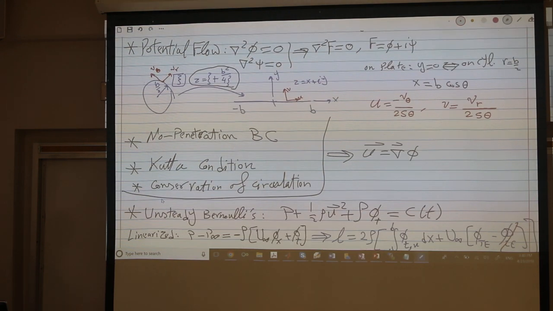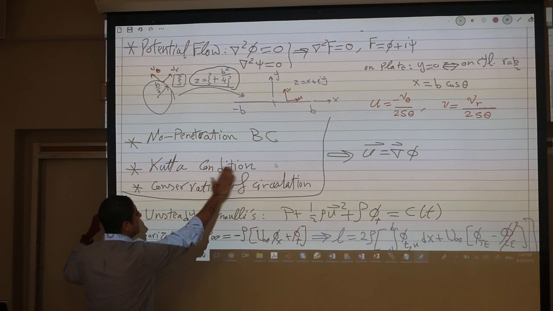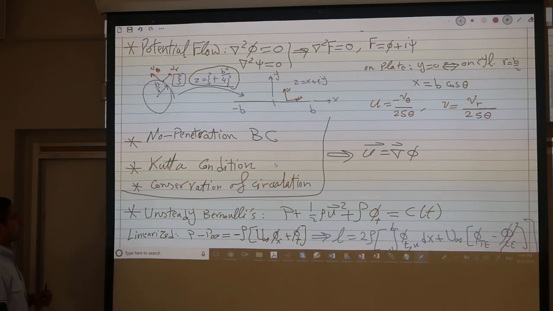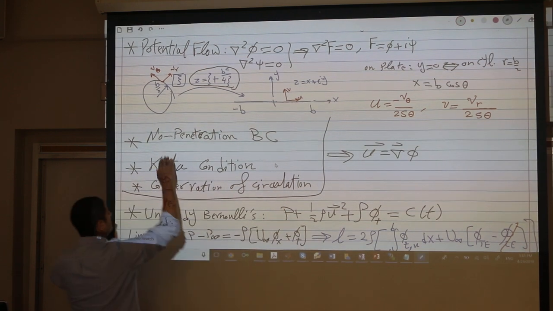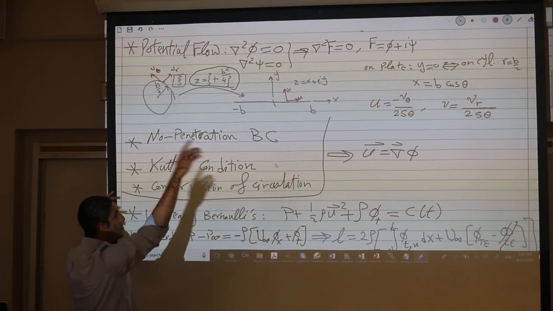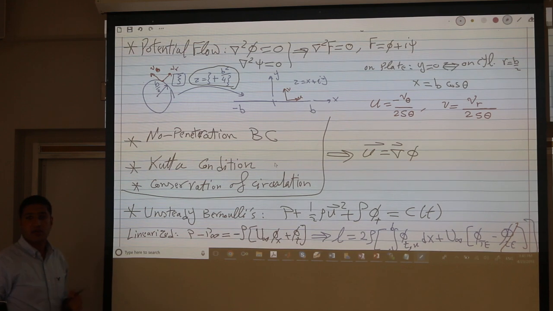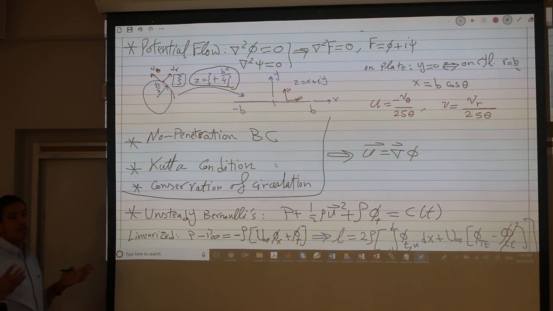You can see it here. We solve this partial differential equation subject to no boundary condition. This is not sufficient to get any lift by itself. So we apply the Kutta condition. It's the sole lifting mechanism, the sole mechanism in potential flow that can generate lift. And when we do this formulation, we need to make sure that there is conservation of circulation.